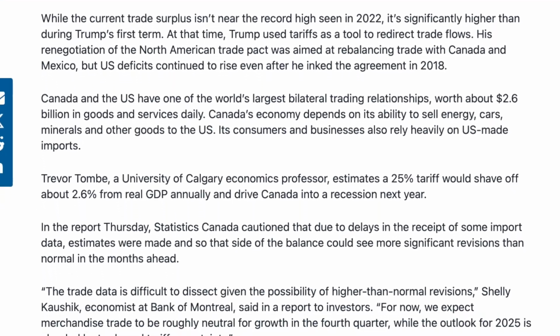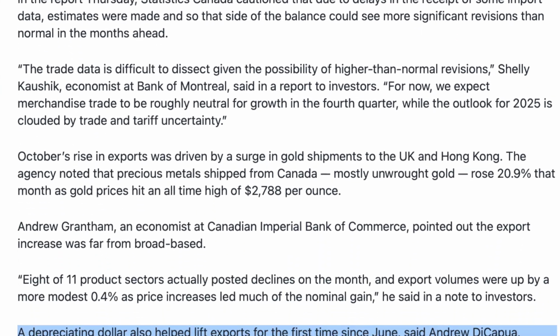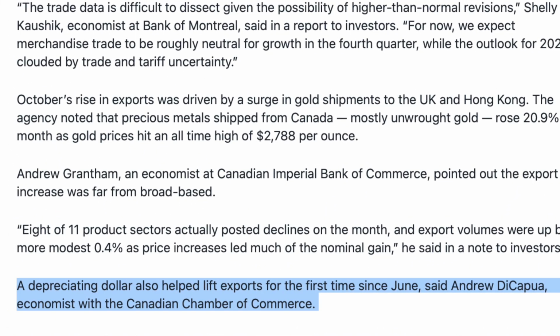The exporter in Canada would really benefit from a depreciating currency, because the importer outside Canada will find the products and services here in Canada cheaper. They would buy more of them and the exporter can sell more of them. So a depreciating Canadian dollar is good for Canadian exporters. In fact, this was recently mentioned by a senior economist at the Canadian Chamber of Commerce, Mr. Andrew DiCapua, in his interview. He said a depreciating dollar also helped lift exports for the first time since June 2024.